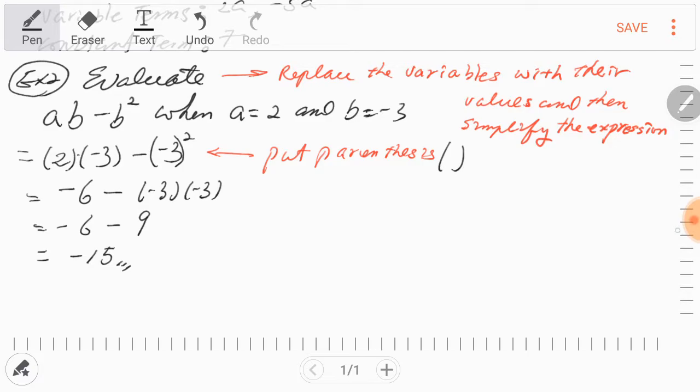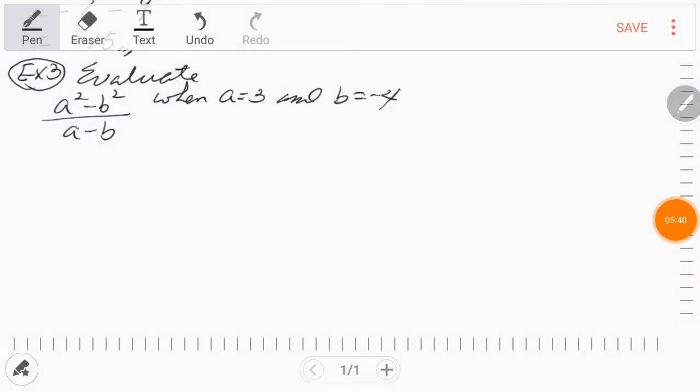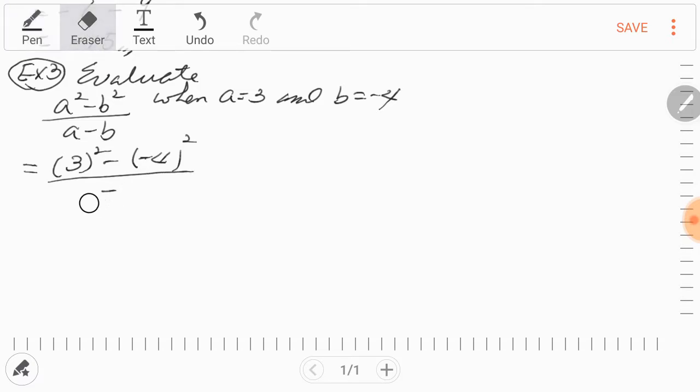So let's try the next example. The expression is a quotient. If it's a quotient, make sure that the denominator cannot be equal to 0. So just plug in 3 and negative 4 for a and b. So a is 3, so 3 squared minus b squared. b is negative 4. So make sure to put parentheses, especially if the number is negative. Then a minus, so a is 3 minus b.